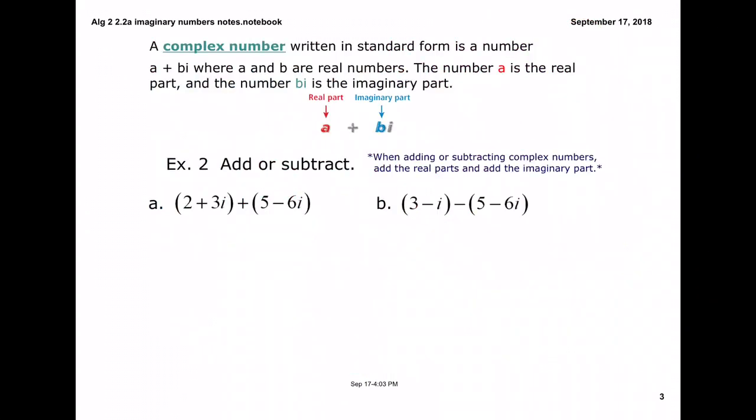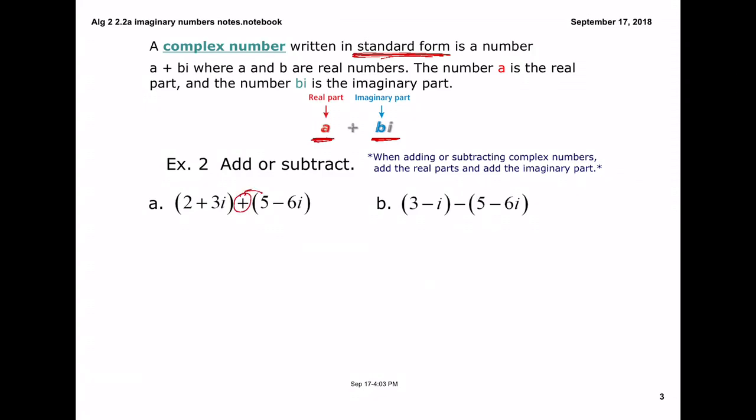When we talk about complex numbers, we need to make sure they are written in standard form. Standard form is when we have our real part plus or minus our imaginary part. So you want to make sure your real part is first and your imaginary part with the i is second. When adding or subtracting numbers, please make sure you always do this.